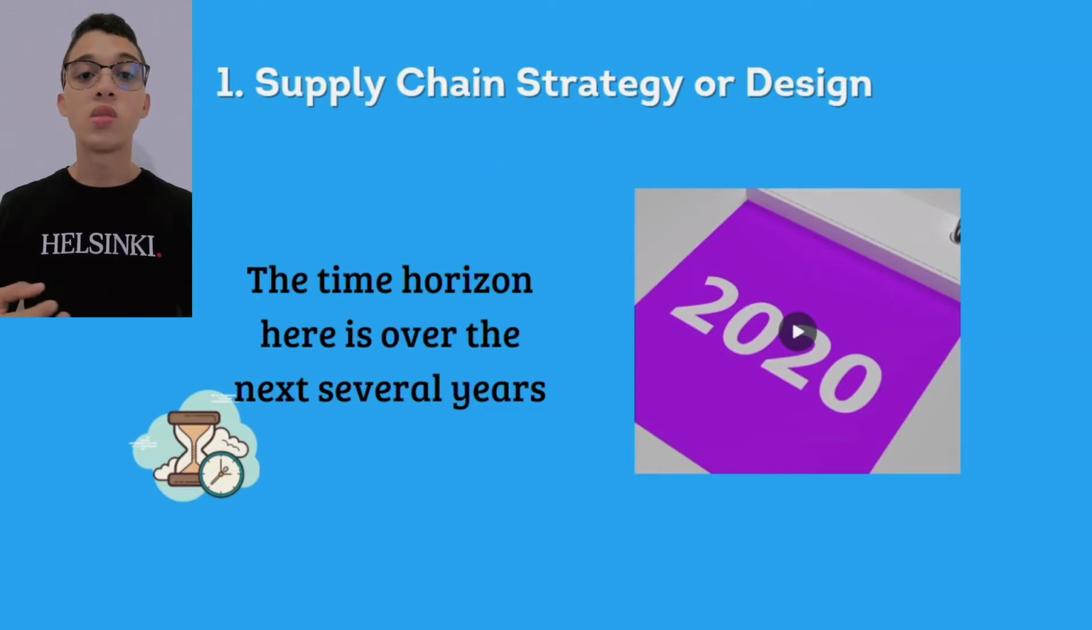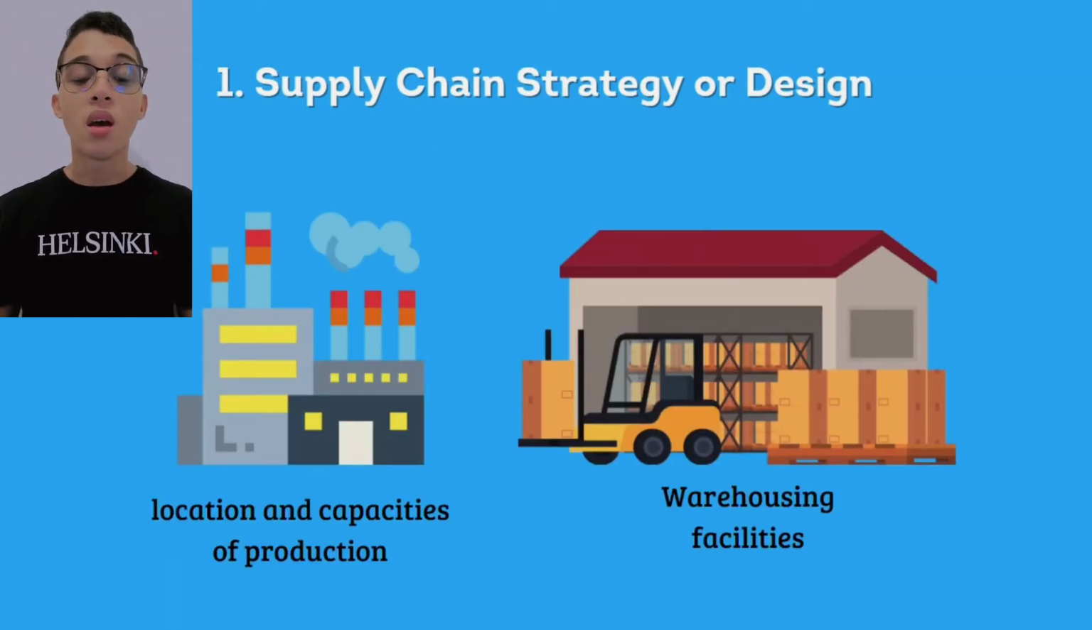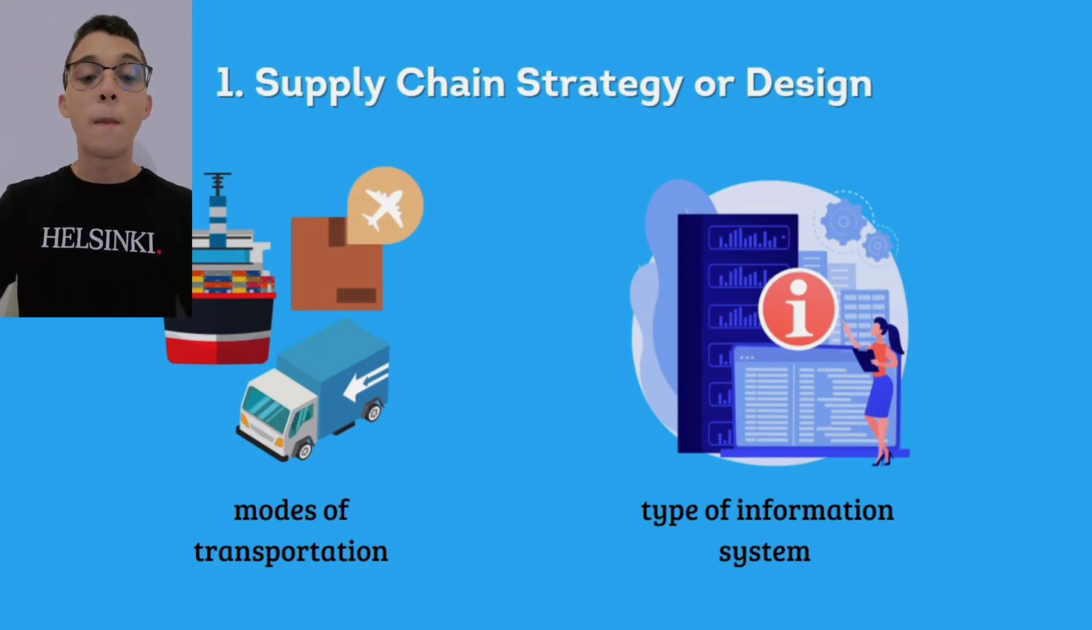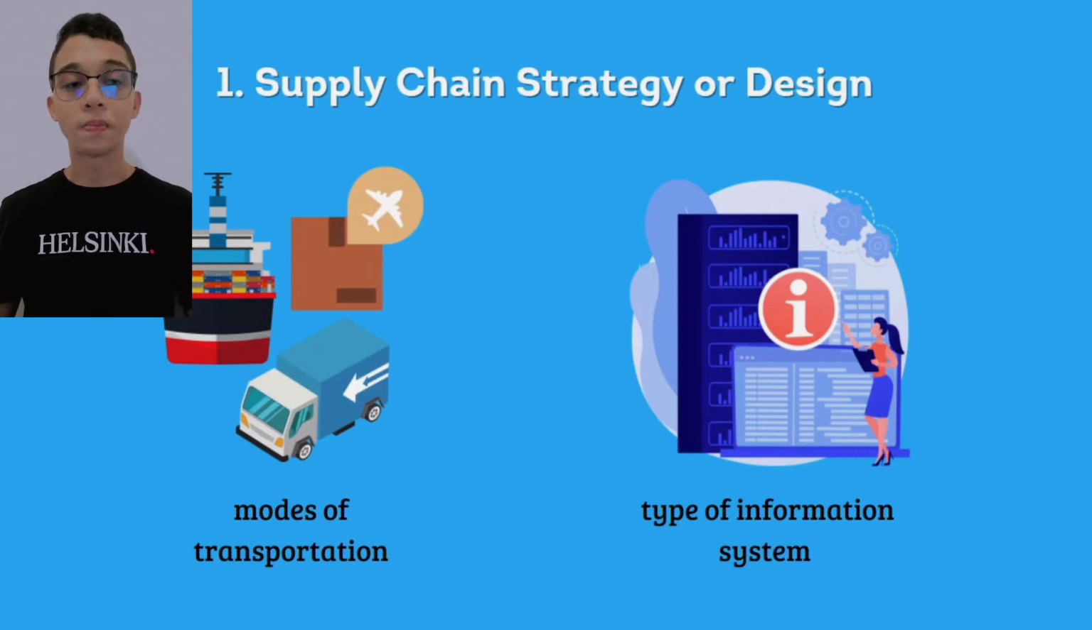Strategy decisions made by companies include whether to outsource or perform supply chain functions in-house, the location and capacity of production and warehousing facilities, the products to be manufactured or stored at various locations, the mode of transportation to be made available along different shipping lanes, and the type of information system to be utilized.